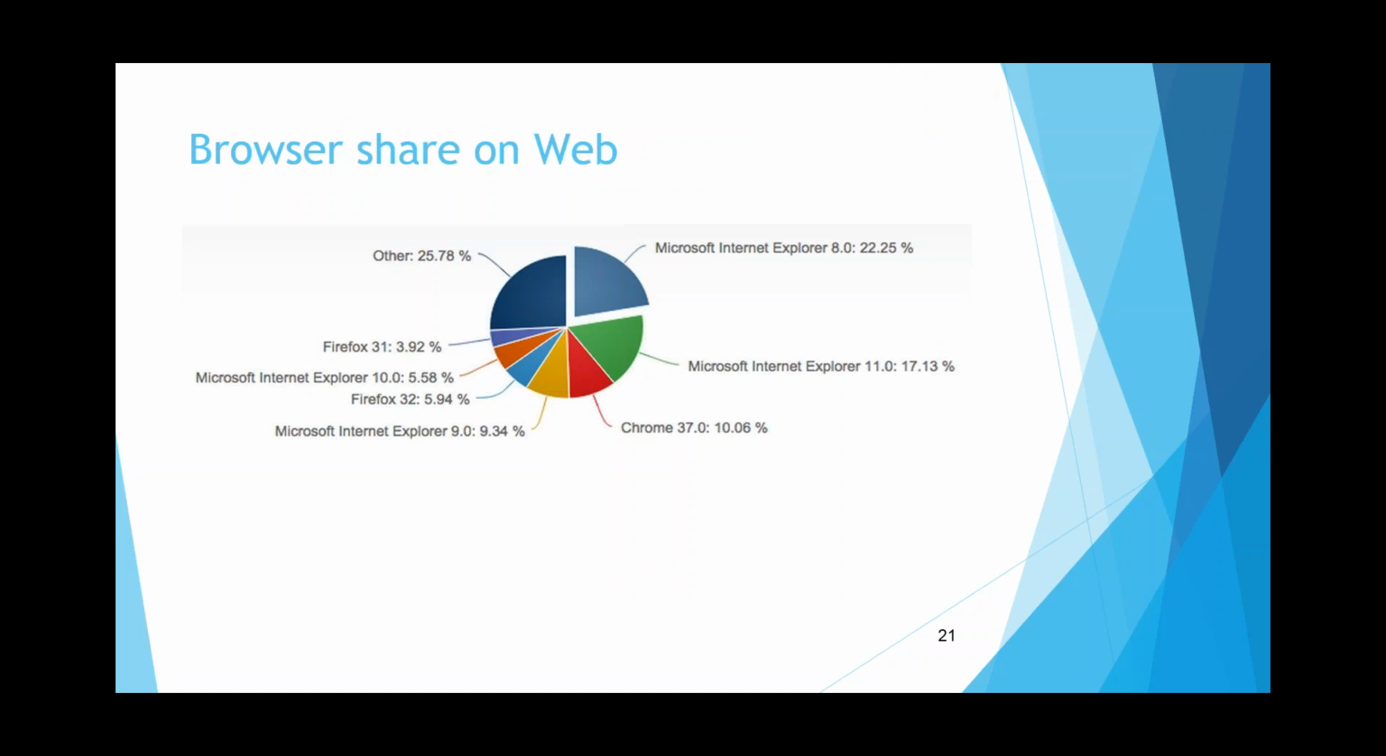Then browser share on the web. How many browsers are there, what are the different types of browsers, and their usage across the globe. The most used browser is Internet Explorer, then Chrome. Internet Explorer has different versions, and all the versions are listed here. After Microsoft IE, Chrome is the major one, and then Firefox and others.